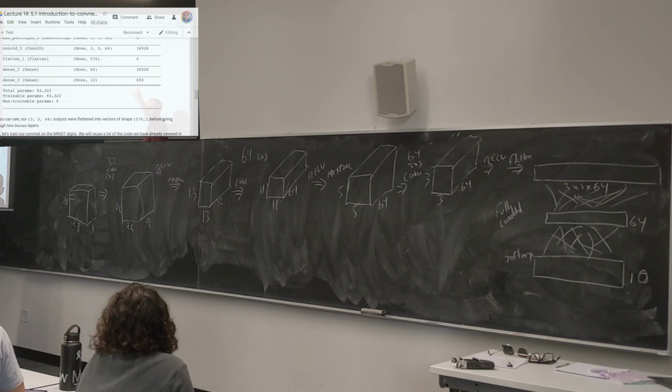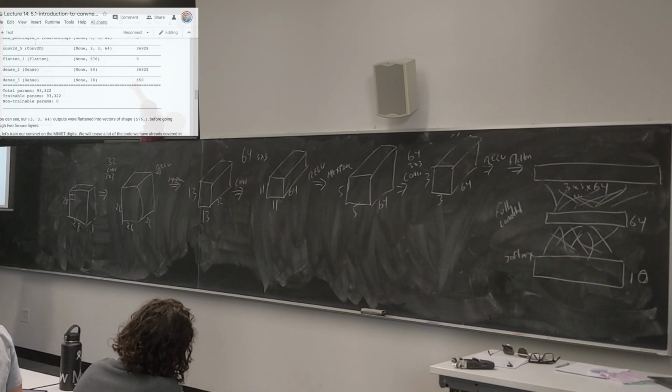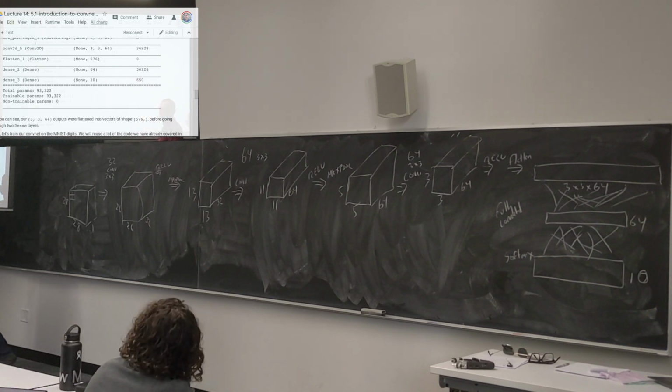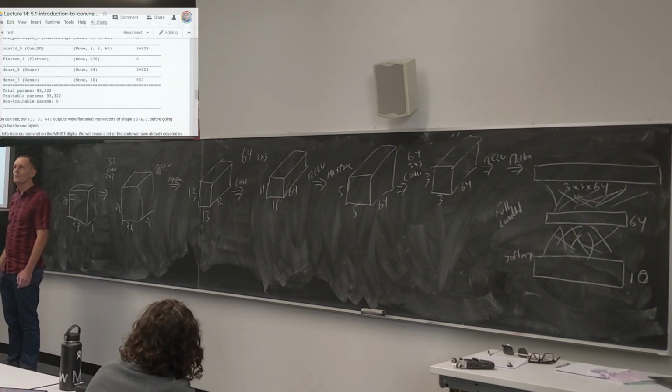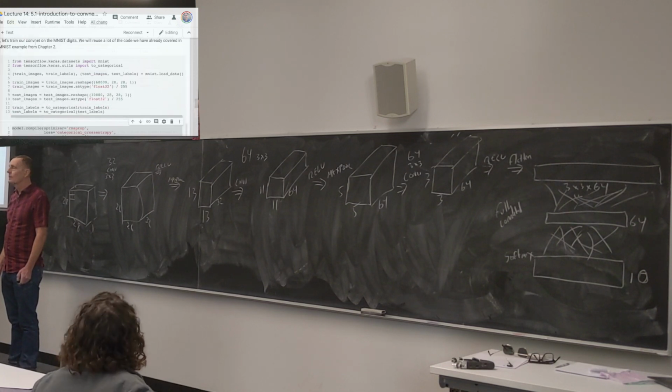Bias. Yeah, the biases of 10. I probably forgot about the biases of 64 here, but since I was rounding, I didn't notice. So we got 93,000 parameters to train. Does it make sense? All right, let's look at the training.